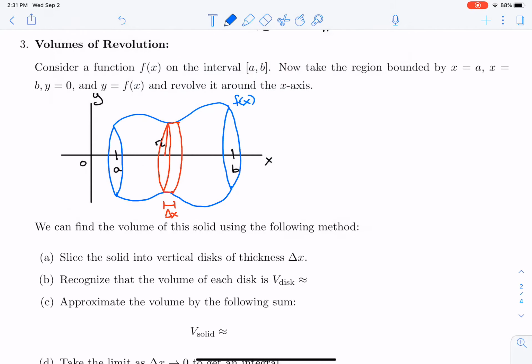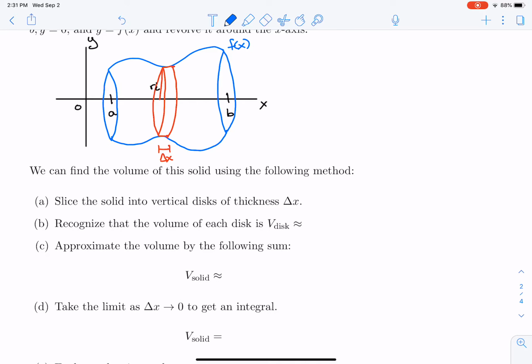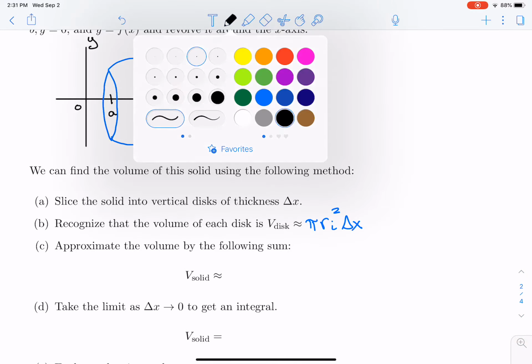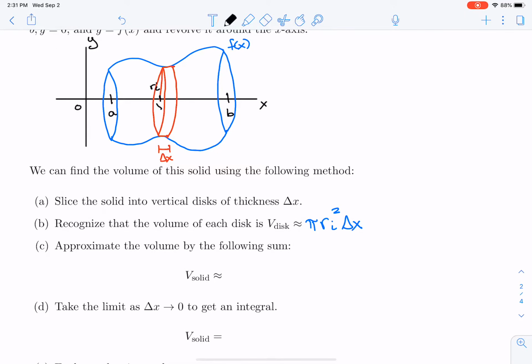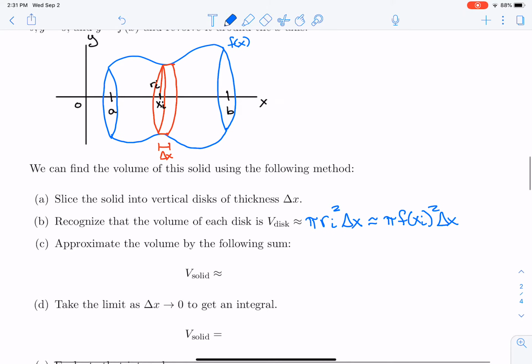So, what is the volume of each one of those disks? Well, it's going to be pi times r sub i squared times delta x. But what is r sub i? Well, it's located at the point x sub i, and that radius is in fact f of x sub i. So we get that the volume of that disk is going to be pi times f of x sub i squared delta x. So that's the volume of one disk.